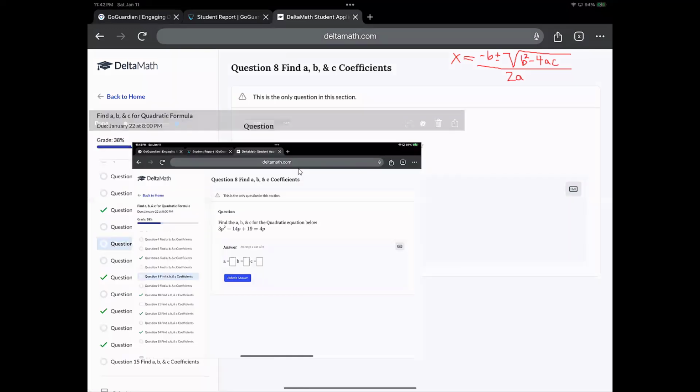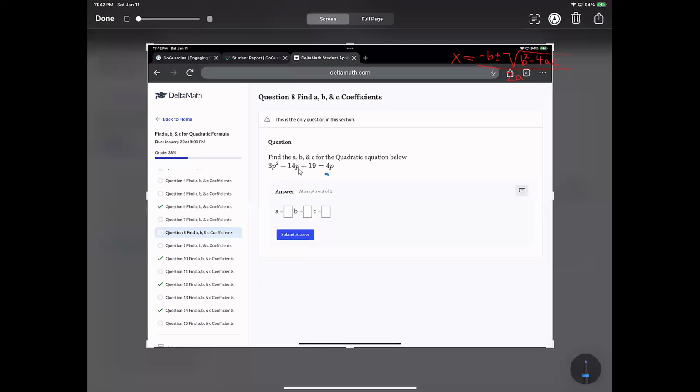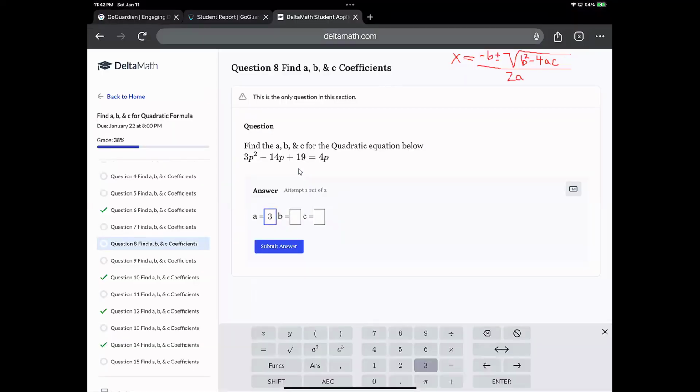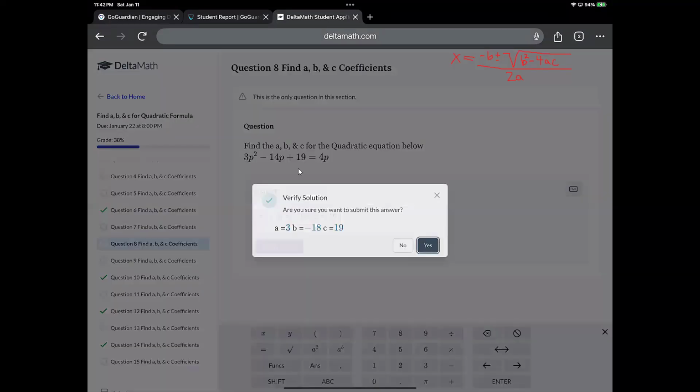All right, we're going to take this minus 4p and we're going to move it over here. And then this is going to be 0. We're going to have 3p squared. And it's going to be a negative 14 minus 4, which is a negative 18p, plus 19. So our coefficients are going to be 3, a negative 18, and a positive 19. All right, I'm going to enter this, and then I'm going to stop. So this is going to be 3. This is going to be a negative 18. And this one is going to be a positive 19. Submit it. So it's nicely done.